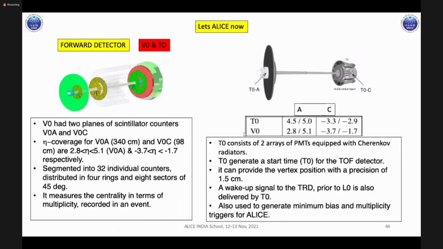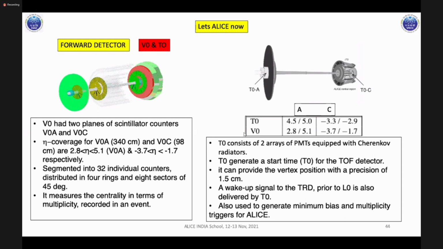So there are 2 more detectors which were earlier there, V0 and T0, but not now. The left hand side is the V0 detector. This detector was built with scintillator counters. There were 2 parts, V0A and V0C. They were positioned at 2 sides of the interaction point with the rapidity range as shown here, 2.8 to 5.1 and minus 3.7 to minus 1.7. They were segmented into 32 individual counters distributed in 4 rings, 8 sectors of 45 degrees each. And they used to be used to measure the centrality.